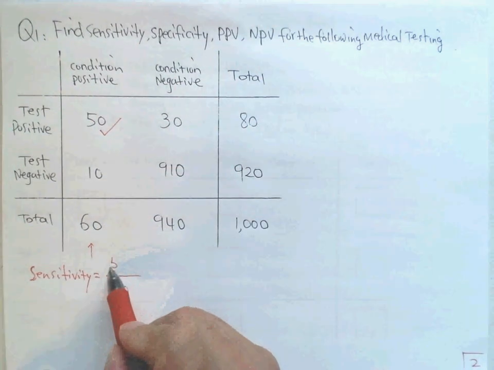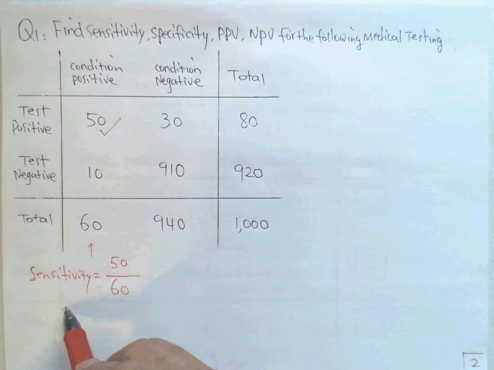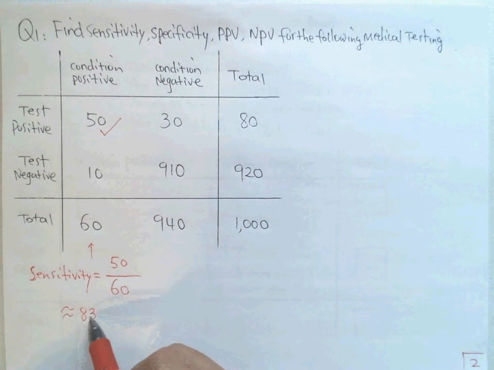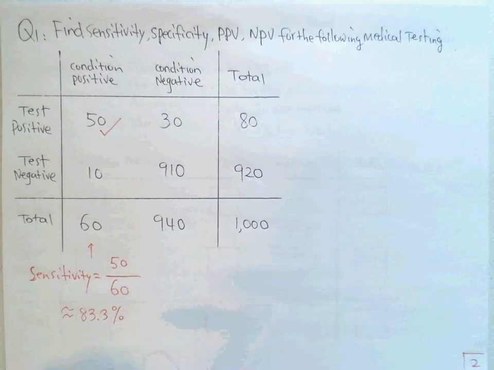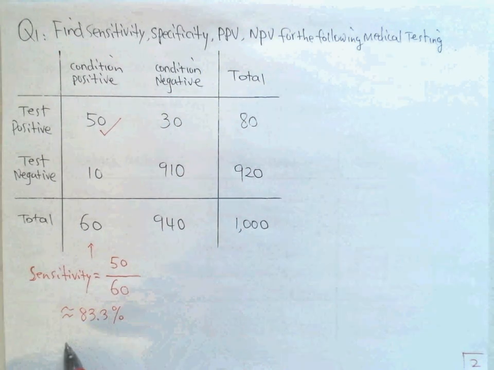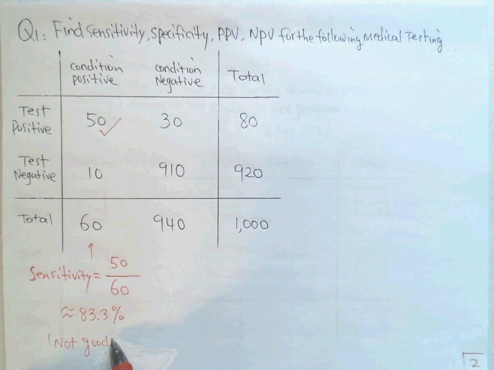So what do we need to do? We use the true ones out of the total, right? Do the calculation and you will get around 83.3%. We say 83 is not over 95. So based on the first one, this is not a good sensitivity.